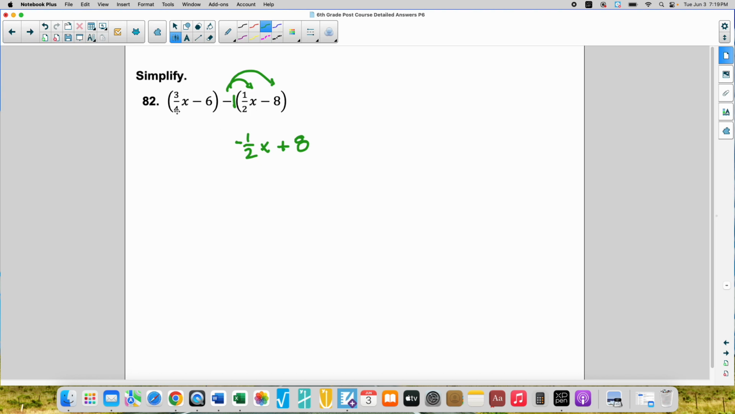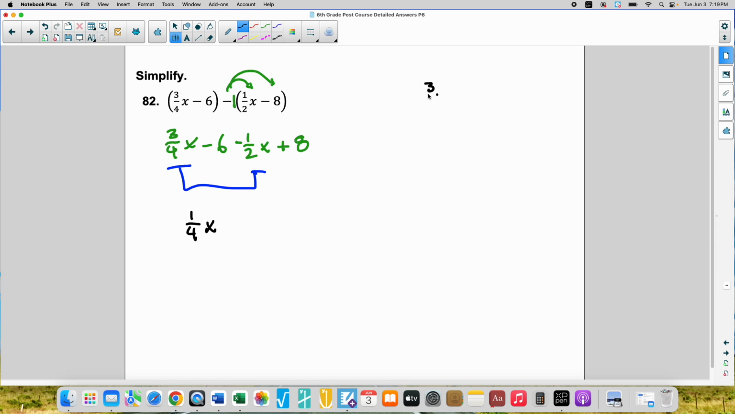And this quantity is just separating the two. There's nothing happening here. This negative gets distributed to the right. All it does is remove that parentheses because now it's not grouped anymore. So 3/4 x and -6 just come down. Now we're going to combine like terms. We have like variables, and we look at their coefficients. 3/4 minus 1/2 leaves us with 1/4 x.